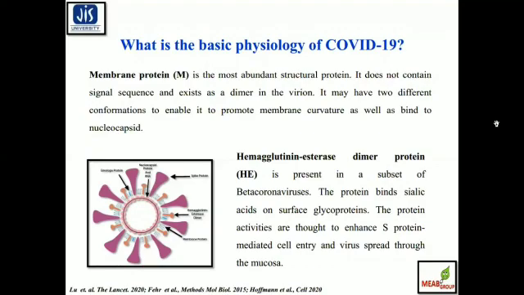Hemagglutinin esterase dimer protein, HE, is present in a subset of the beta coronaviruses. The protein binds sialic acid on the surface glycoprotein. The protein activities are thought to enhance the S protein mediated cellular entry and virus spread through the mucosa.